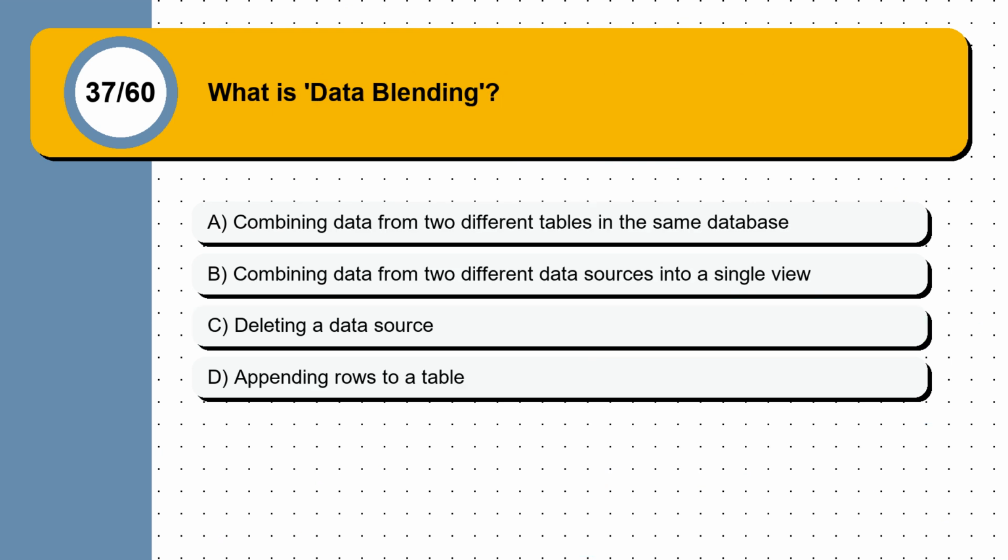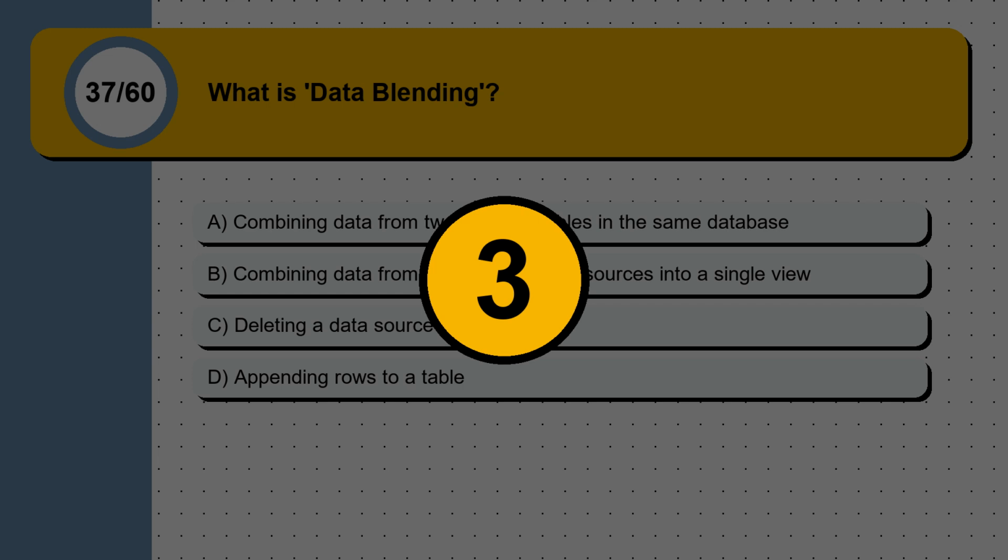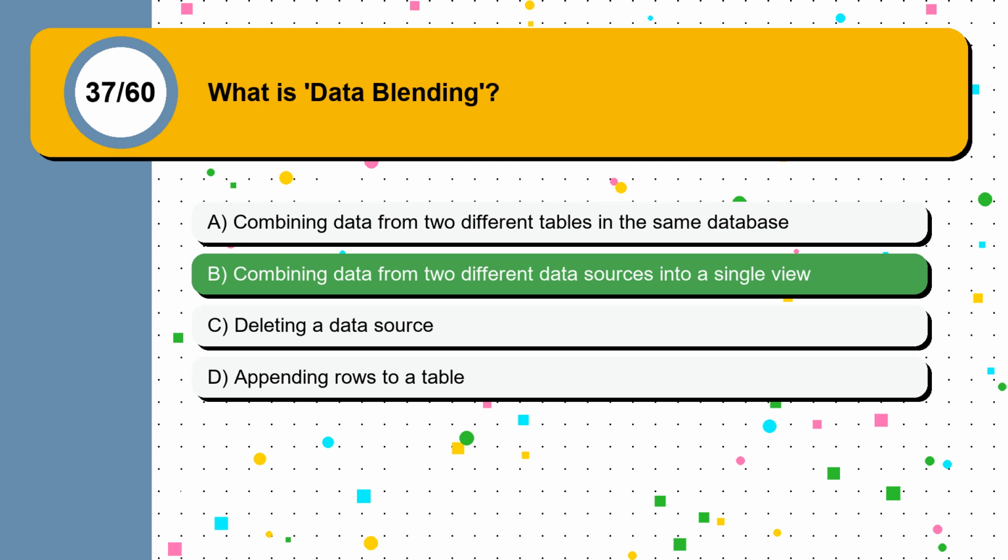Question 37. What is data blending? Option A, combining data from two different tables in the same database. Option B, combining data from two different data sources into a single view. Option C, deleting a data source. Option D, appending rows to a table. The correct answer is option B, combining data from two different data sources into a single view.